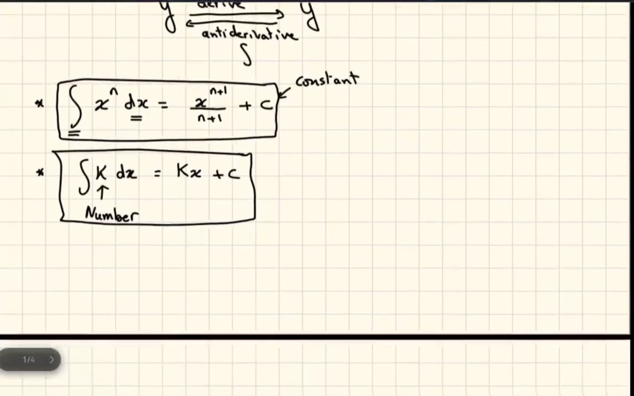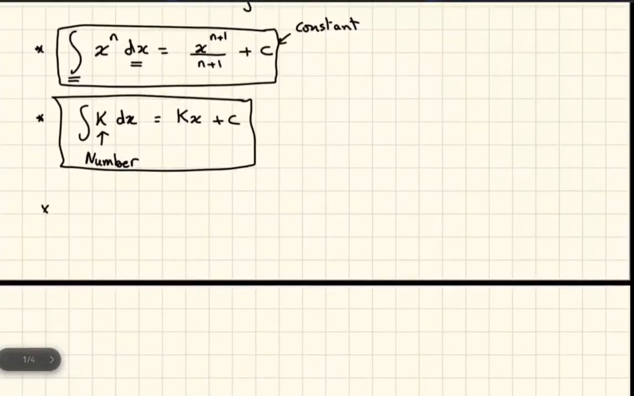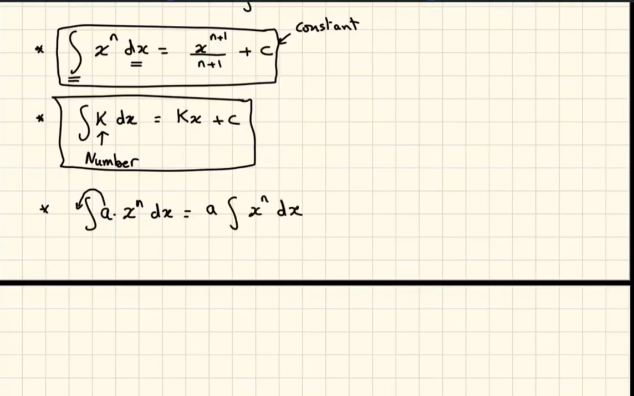Now, some properties, which are, if you have integral of a number, a coefficient, multiplied by x exponent n dx, you are basically allowed to take the a outside. Now while we're solving, no need to think about it in this way, take a outside and so on. We can just ignore the a, just keep it as a, and then do the integral of x exponent n.